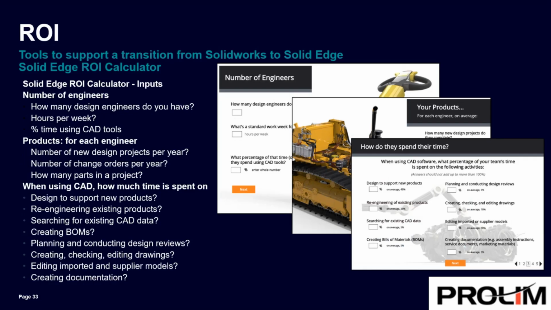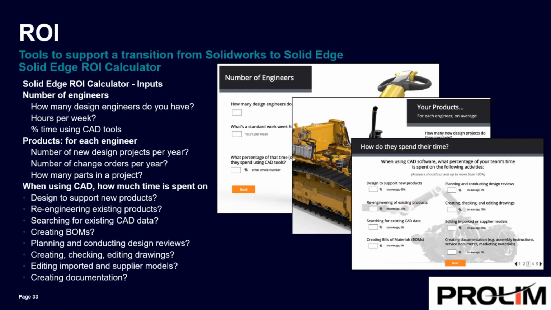So basically it's just going to look at the 3 pillars, right? For this, we want to input the number of engineers. How many design engineers do we have? How many hours per week do they work? And then what's the percentage of time that they're using the actual CAD tool each day?